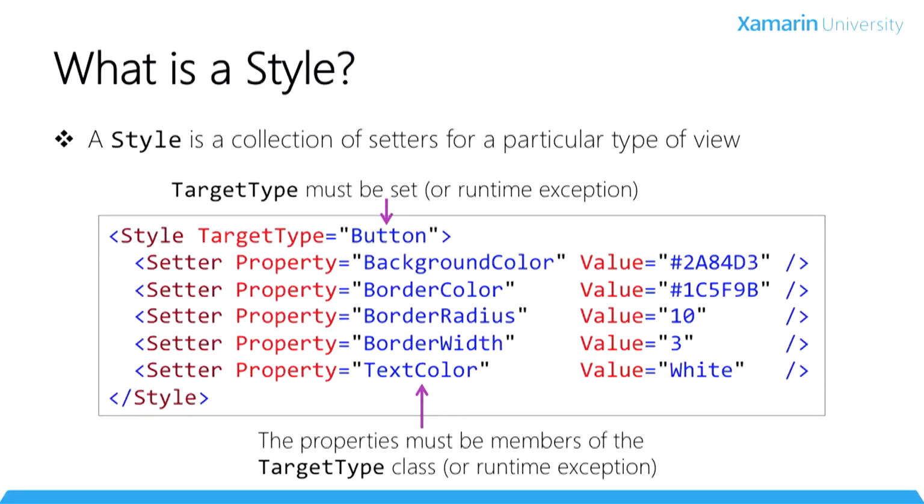A style is a way to group related property settings. The style must be targeted at a specific type of UI view, and the properties in that style must be part of that view type. So for example, you can't set a style targeted at label and include a setter for border width, since that property isn't actually part of a label. So looking at our code, we have a target type in our style and a bunch of setters that define values for the different properties.